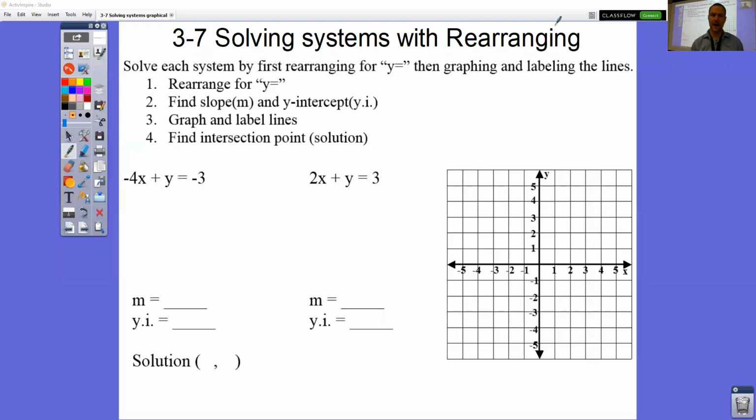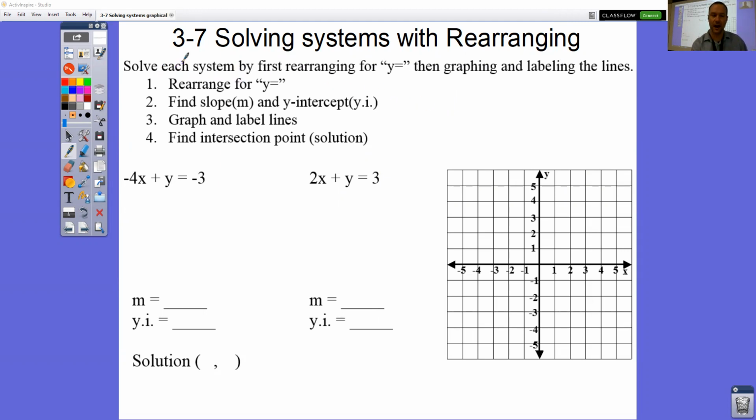This is the lesson for 3-7. What we're doing today is solving systems of equations with rearranging. This is basically taking the 3-5 lesson and 3-6 lessons and combining them together. So you already know how to graph one equation, graph the other equation, and see where they cross. You also learned in yesterday's lesson how to rearrange for y equals. This is taking those two lessons and combining them into one problem.